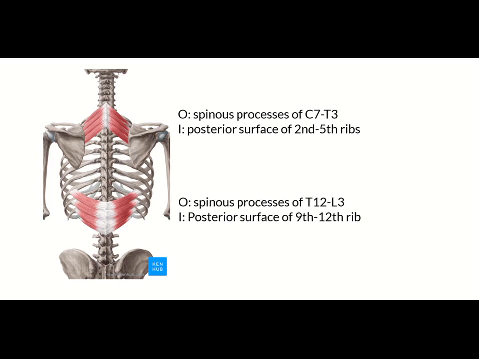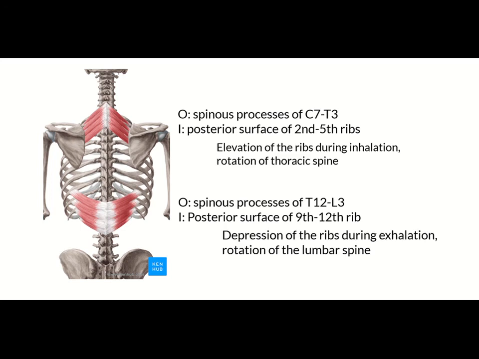Serratus posterior superior works to elevate the ribs during inhalation, and serratus posterior inferior works to depress the ribs through elevation, and then they both help with rotation of the spine. Serratus posterior superior helps with rotation of the thoracic spine, and serratus posterior inferior helps with rotation of the lumbar spine. Serratus posterior superior is innervated by spinal nerves 1 through 4, while serratus posterior inferior is innervated by spinal nerves 9 through 12.